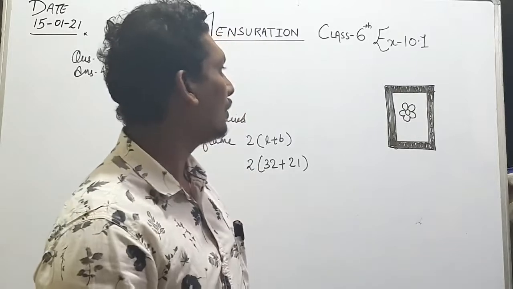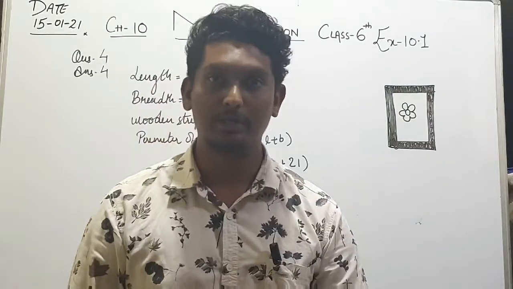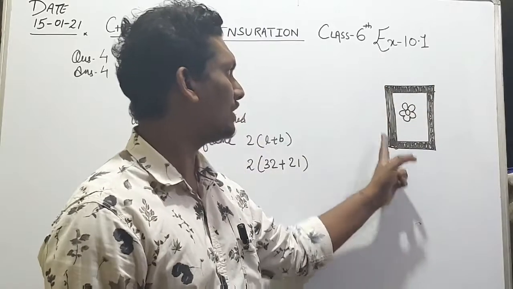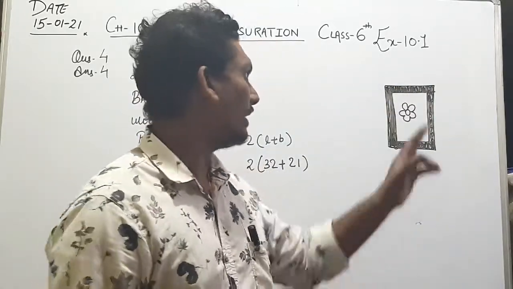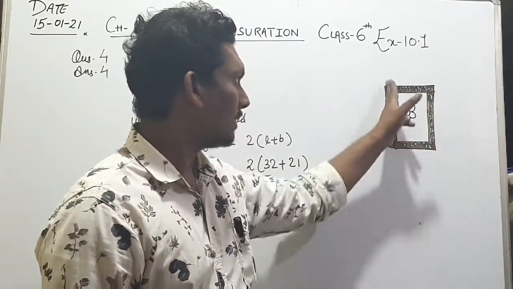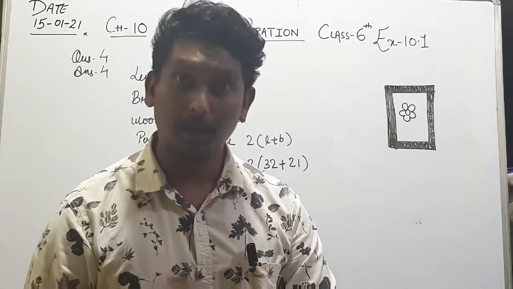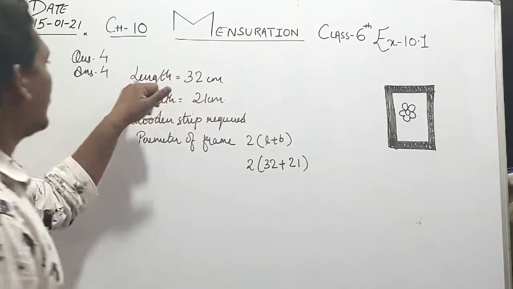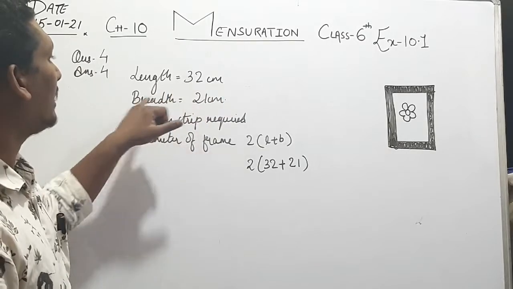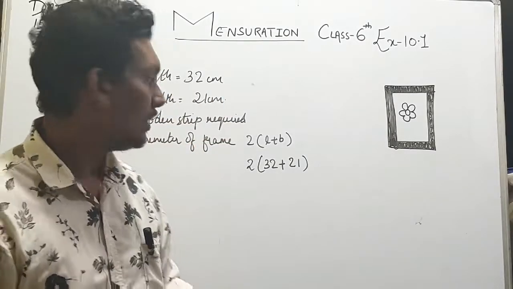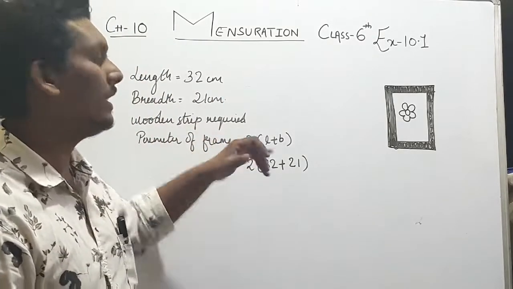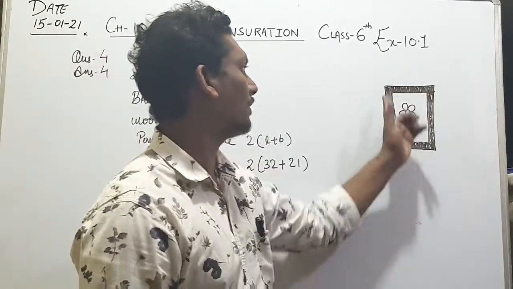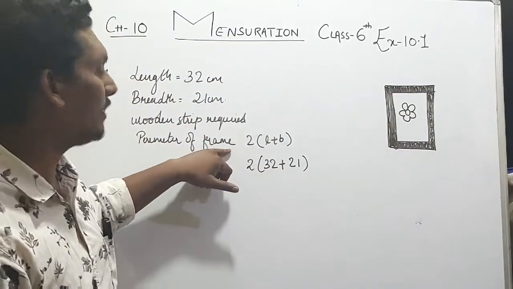Here, question number 4 is homework for you. First you have to find out how much wooden strip is required. For finding this whole strip, we have to find the perimeter. Length is given, that is 32 centimeter, breadth is given, that is 21 centimeter. So the perimeter of the frame we have to find out.